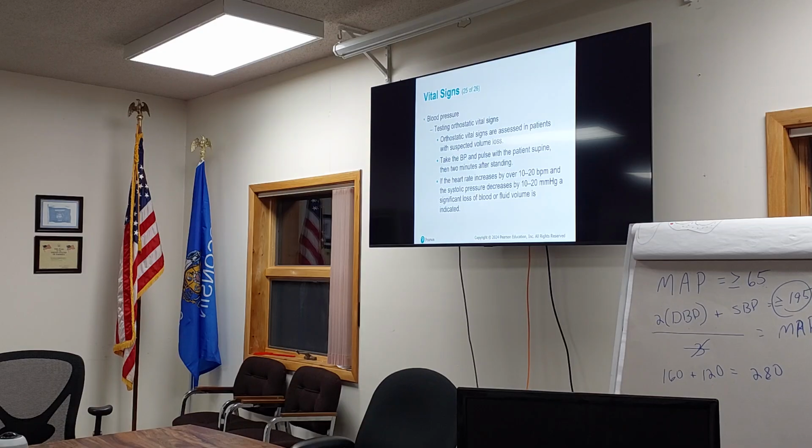So orthostatics are, I check a blood pressure when they're laying flat, and then I change their position to upright, either sitting up, and maybe even standing up, and I do their blood pressure and pulse rate again. And if I see a change of more than, I think it's 10 or 20, it's what we call positive orthostatics. It's a clinical indicator that they're volume depleted.